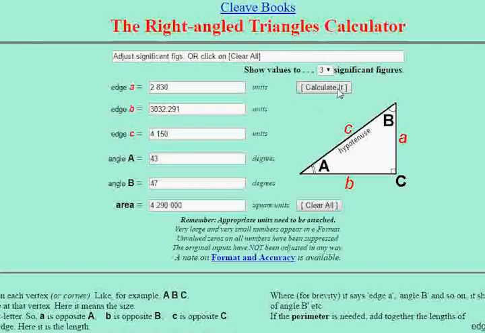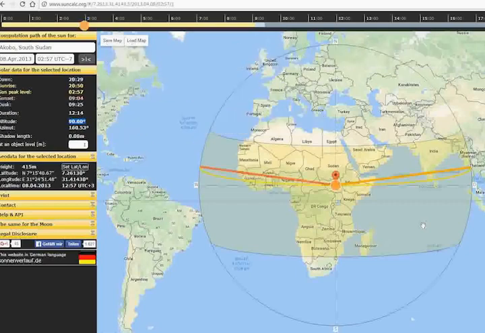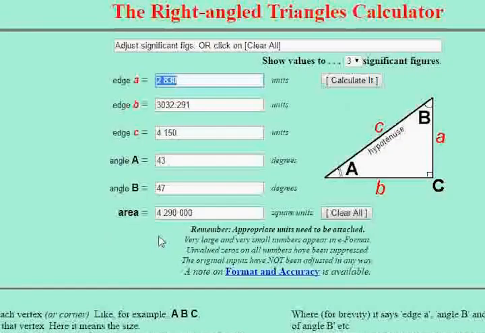So now I'm going to choose a city on the equator. I chose this location. Okay, so that's apparently 4,880 kilometers away from our Polish kids. This makes the sun roughly 2,830 miles high. Great. So now we know why flat earthers thought the sun was anywhere from 1 to 4,000 miles high.